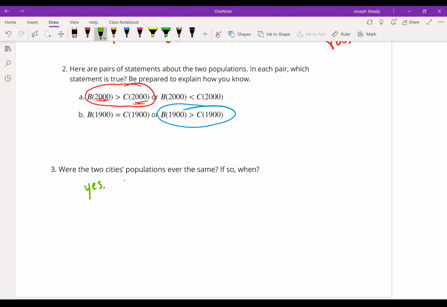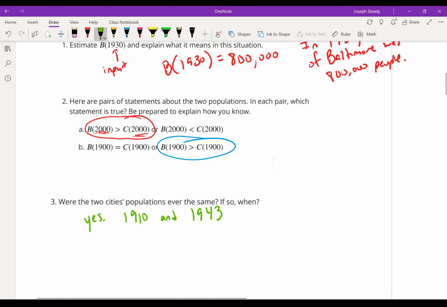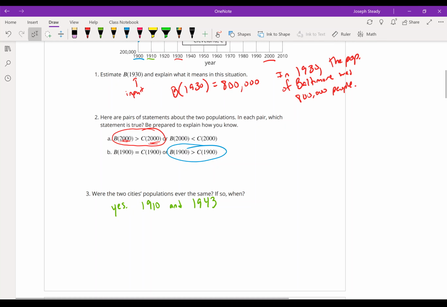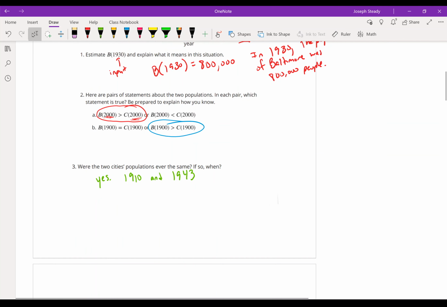Yes, in 1910 and 1943. Those are the 2 years where the populations of the cities were the same.